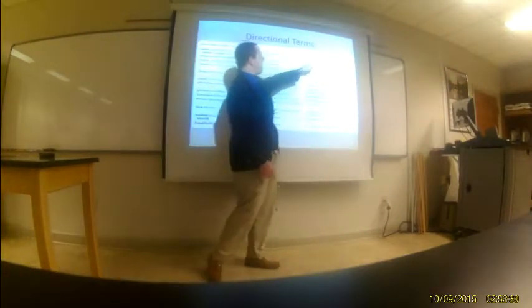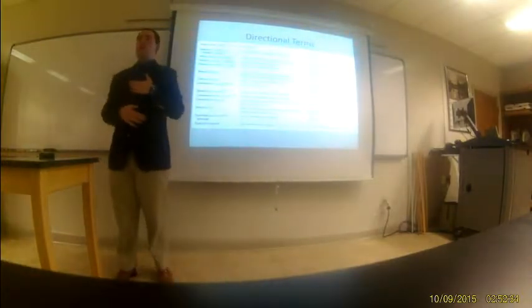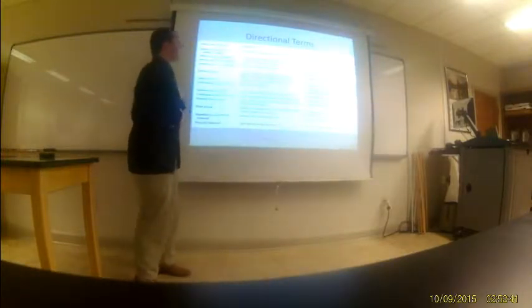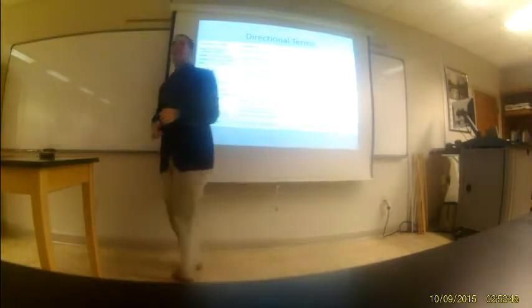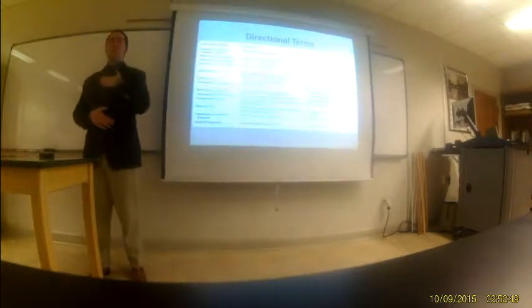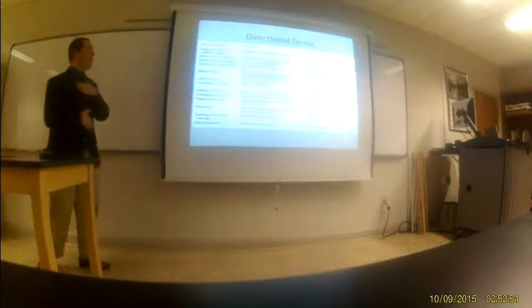So that we say the heart is superior to the liver. Heart is here. Liver is down here. So the heart is closer to the head, and so it is superior to the liver. The stomach is inferior to the lungs. Lungs are up here, stomach is down here. The stomach is further from the head, and so it is inferior.